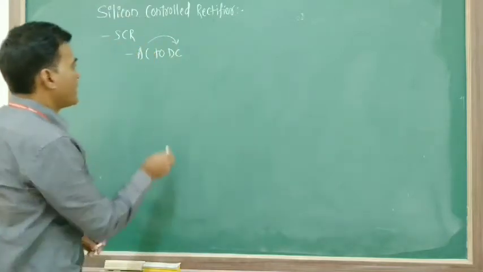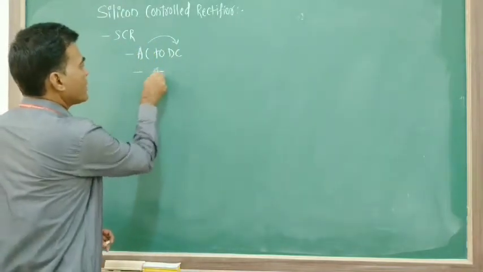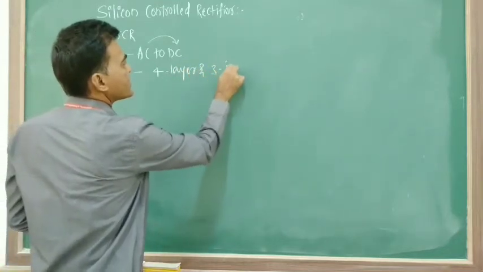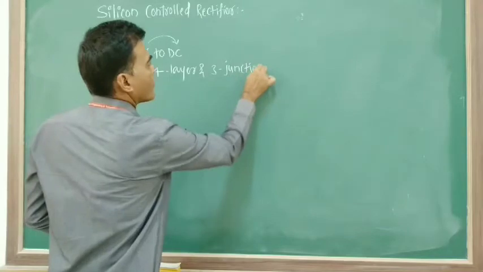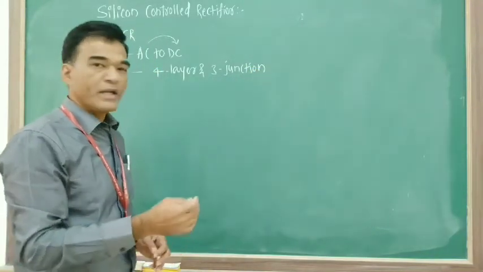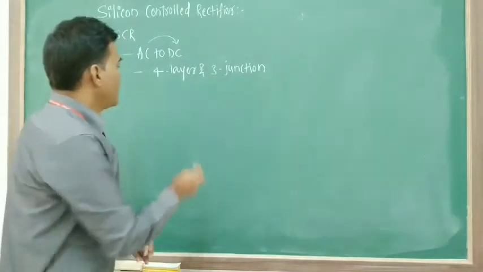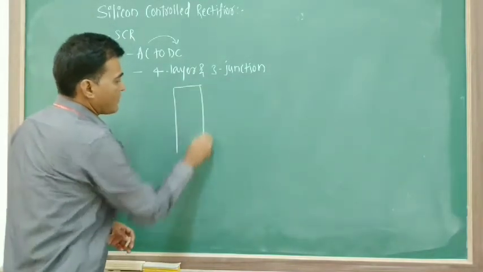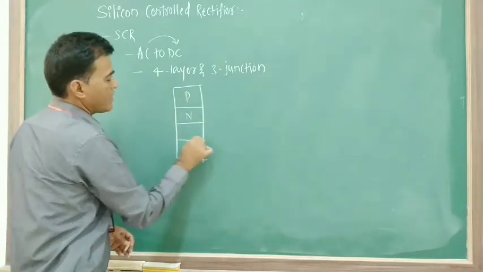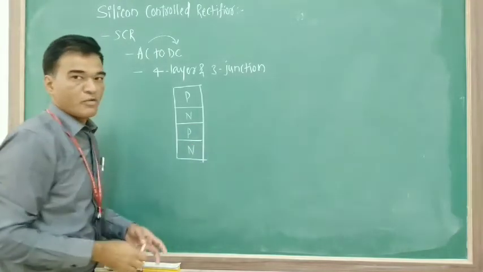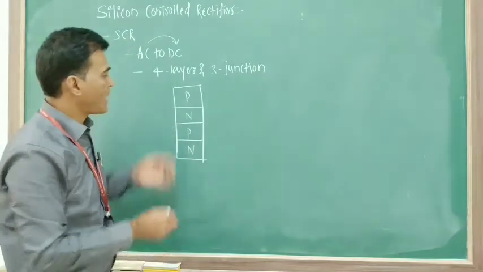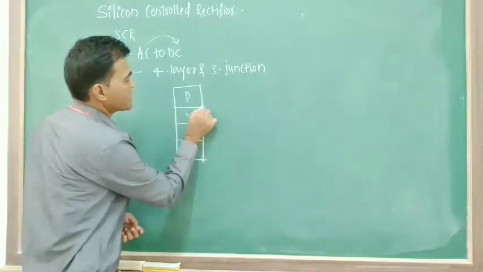The silicon control rectifier is a 4-layer and 3-junction device. It has 4 layers of semiconducting materials and 3 junctions. These 4 layers are P, N, P, N. Now if you observe this structure, we have 4 layers of semiconductor material and 3 junctions. So this is the first junction.